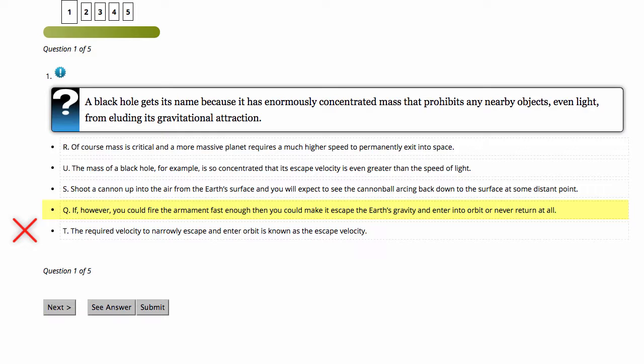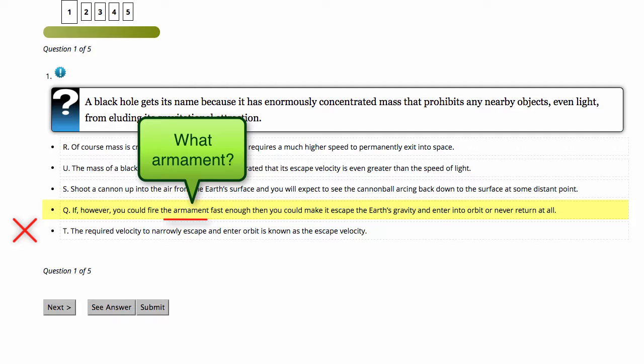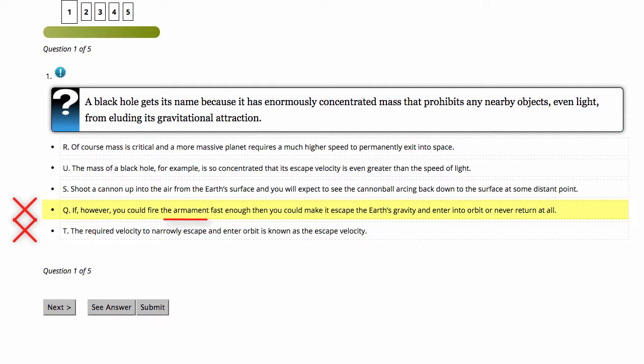Q: if, however, you could fire the armament fast enough, then you could make it escape the Earth's gravity. Well, now here we're introducing the idea of escaping Earth's gravity, so that might make sense that T would follow in the context somehow. But again, we're talking about the armament. So what armament is the first question I would have? Oftentimes, when you see the object, the first question is what object is that sentence referring to from the first sentence? So oftentimes they can be eliminated.